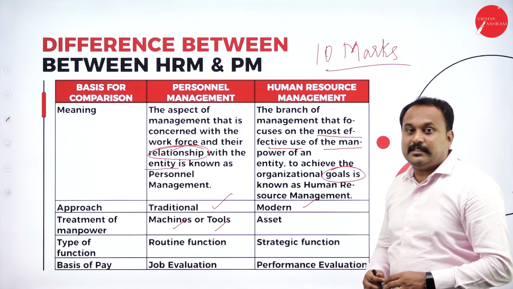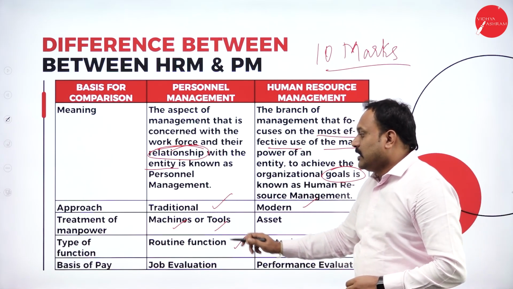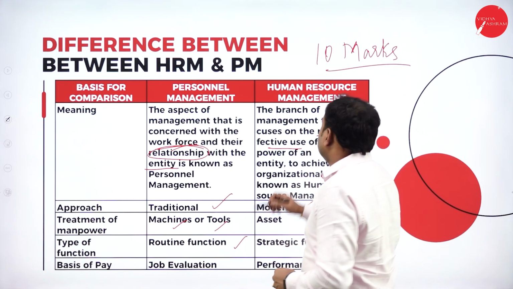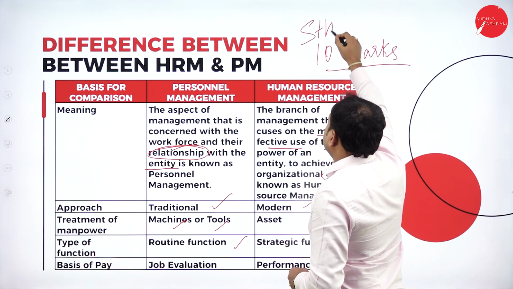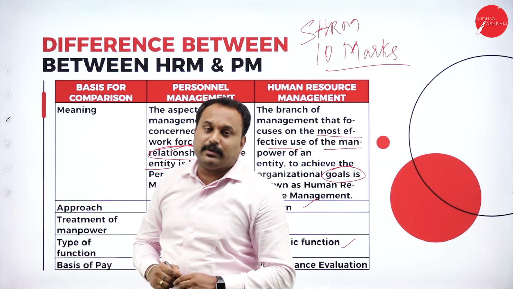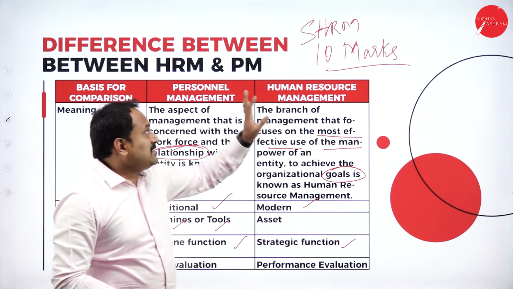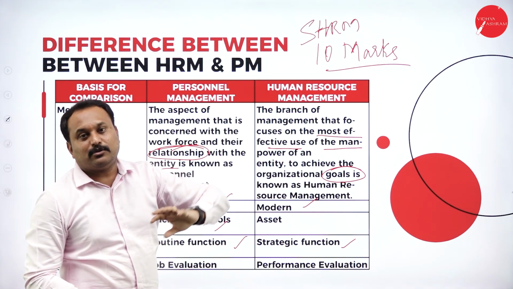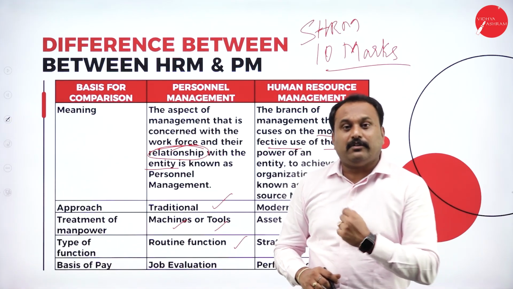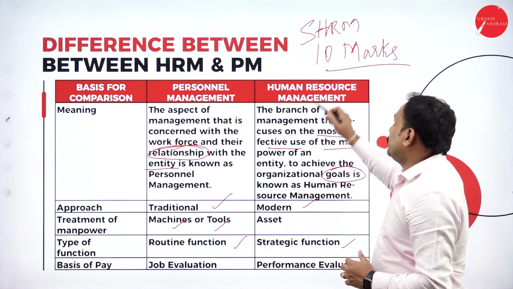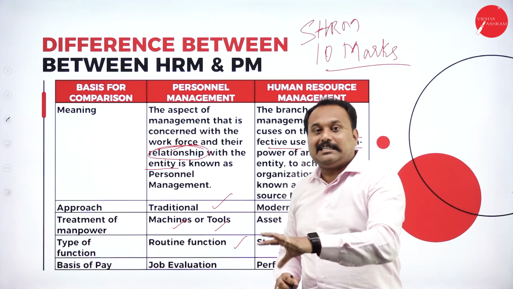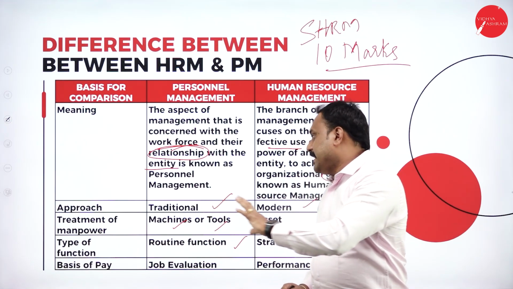Next type of function, that is PM is a routine function. But when it comes to the HRM, it is a strategic function. That's why now the famous topics are SHRM, Strategic Human Resource Management. If any of you wants to do MBA, please take up SHRM in the post-graduation diploma courses or post-graduation diploma management in a B school. You will definitely get a lot of opportunity, because now everything is what? Not just HRM. Now HRM is also outdated. The new concept is what? SHRM, Strategic Human Resource Management.